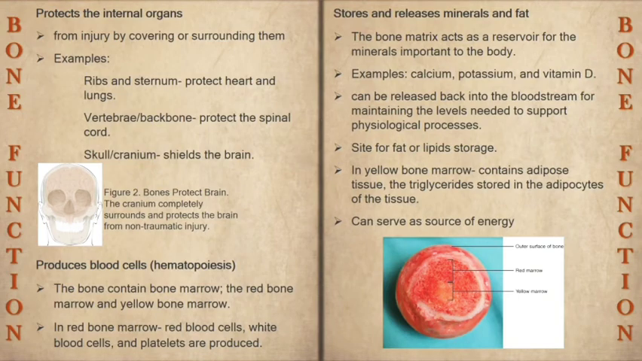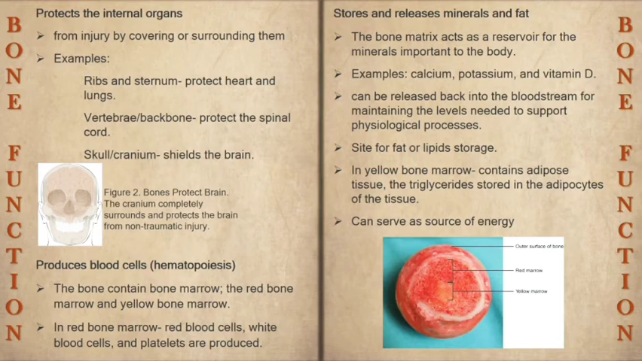The bone matrix acts as a reservoir for the minerals important to the body. For instance, calcium is important for muscle contractions and transmission of nerve impulse processes, as well as potassium, vitamin D, etc. However, these minerals are not only stored in the bone tissue, but can also be released back into the bloodstream for maintaining the levels needed to support physiological processes in the body. The bone is also the site for fat or lipid storage.